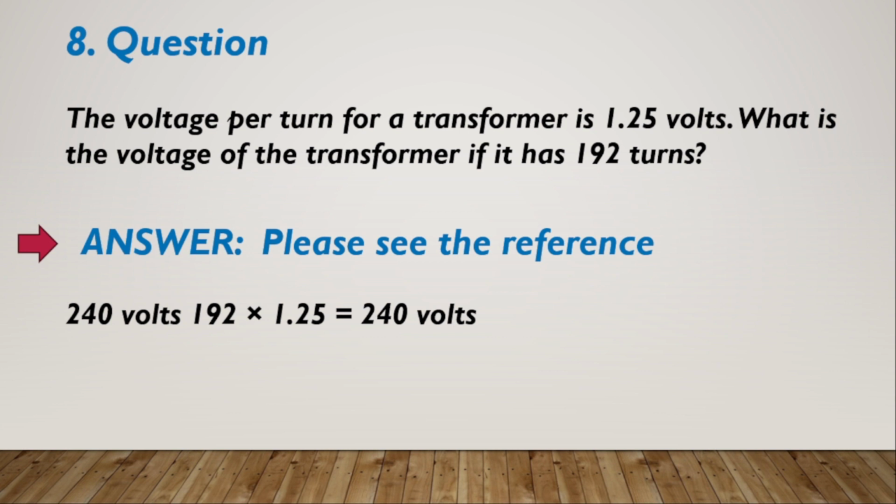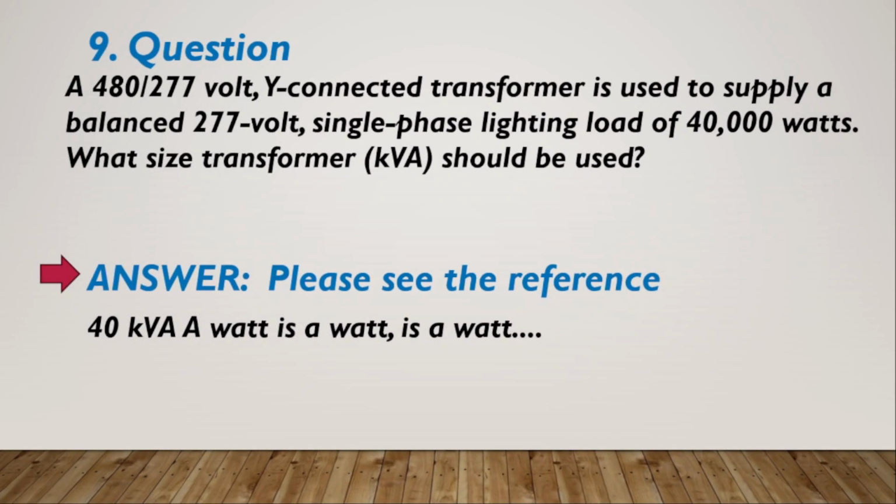Question number 8. The voltage per turn for a transformer is 1.25 volts. What is the voltage of the transformer if it has 192 turns? Please see the reference.